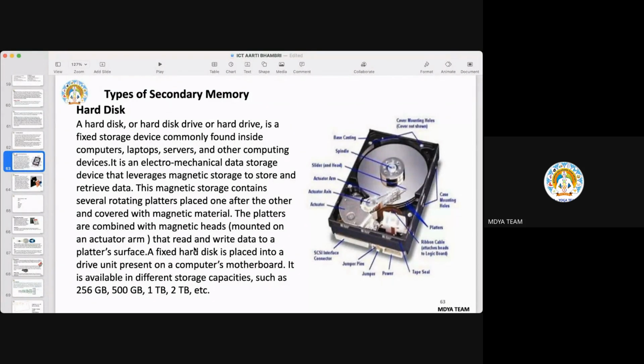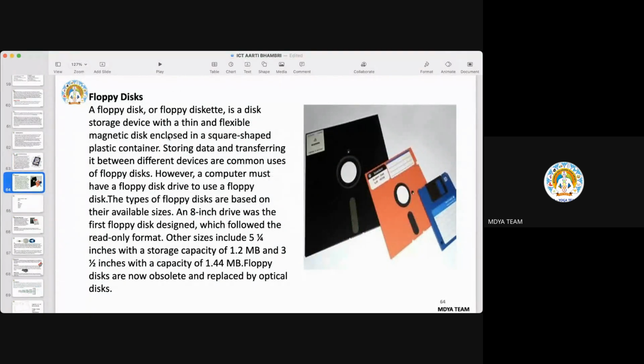So a fixed hard drive is placed into the drive unit present on the computer's motherboard, and there are various storage capacities. As per your need, you can purchase up to 1 TB (terabyte), up to 2 TB or maybe more. As your data requirement is, you can purchase it.